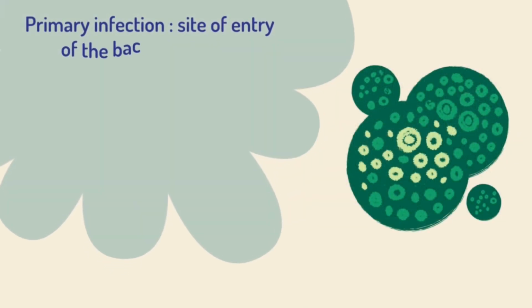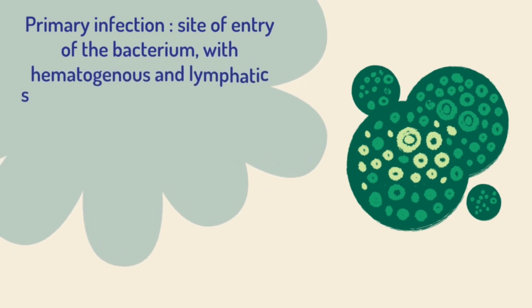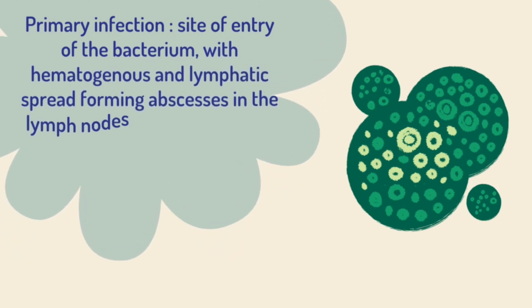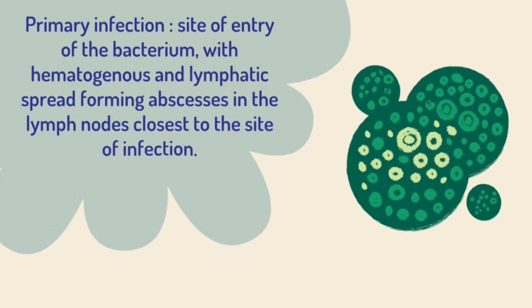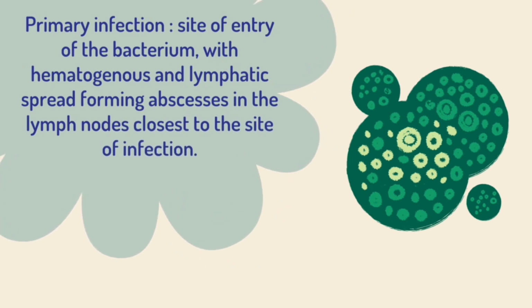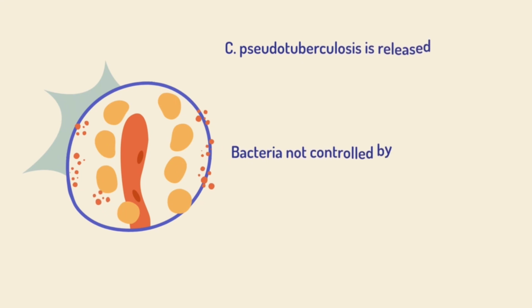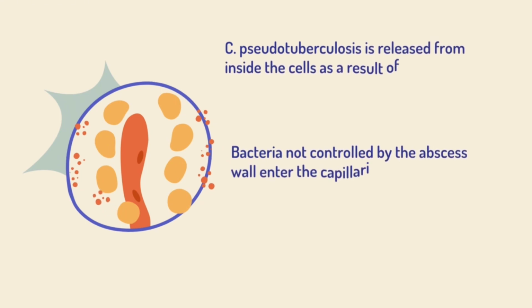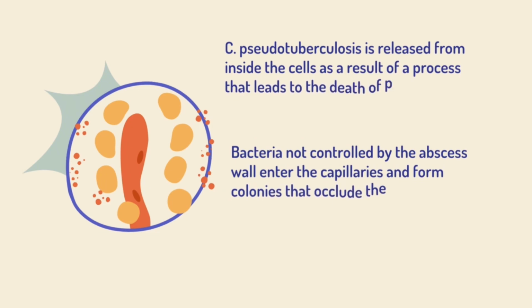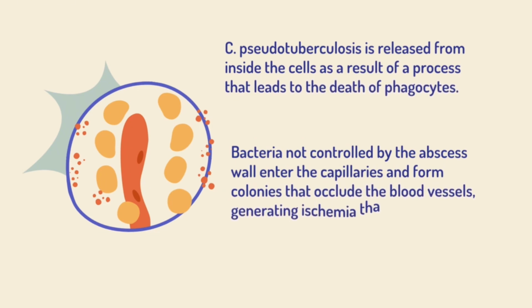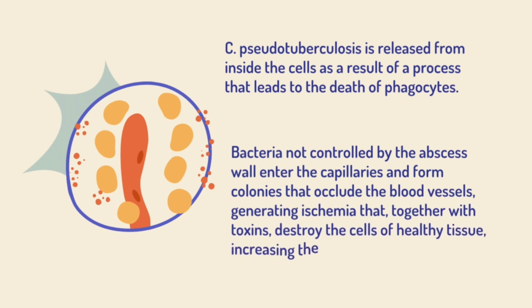Primary infection, the site of entry of the bacterium, with hematogenous and lymphatic spread forming abscesses in the lymph node closest to the site of infection. Corynebacterium pseudotuberculosis is released from inside the cells as a result of a process that leads to the death of the phagocyte. The bacteria not controlled by the abscess wall enter the capillaries and form colonies that occlude the blood vessels, generating ischemia. Together with the toxins, they destroy the cells of healthy tissue and increase the necrotic mass.